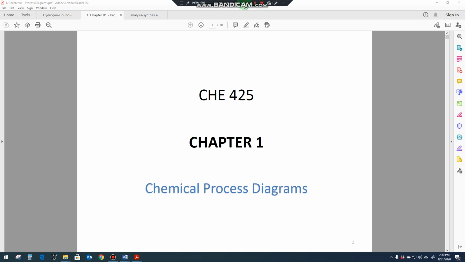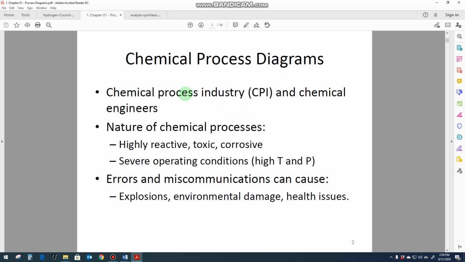Hello everyone. Today we have to start this new chapter one, which is about chemical process diagrams. And in this chapter, we will mainly talk about how we can generate the different process diagrams. What are the different types of process diagrams, and what are the different conditions that we need to see while making these diagrams?